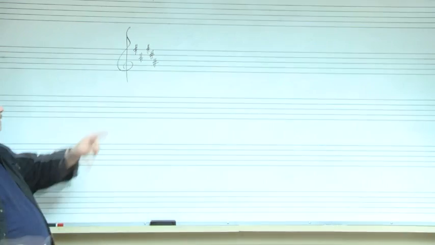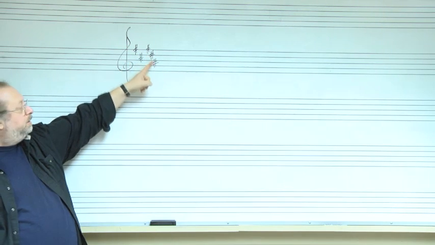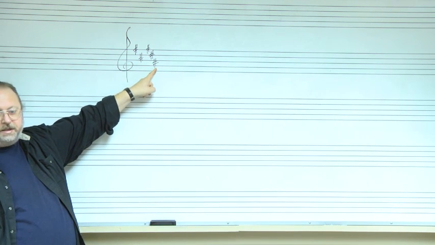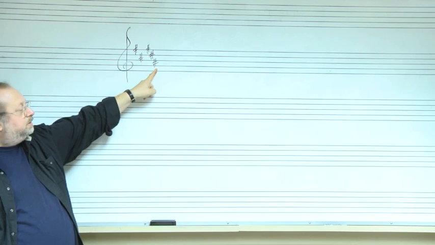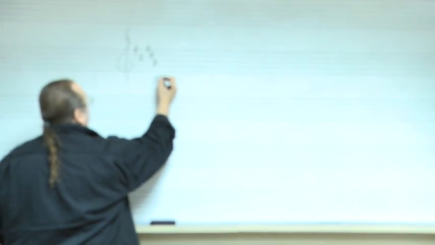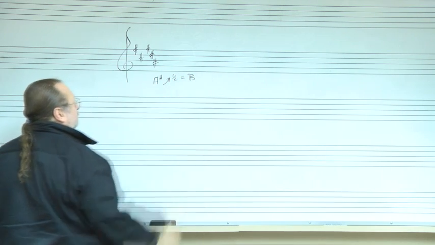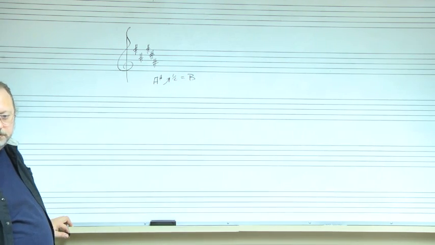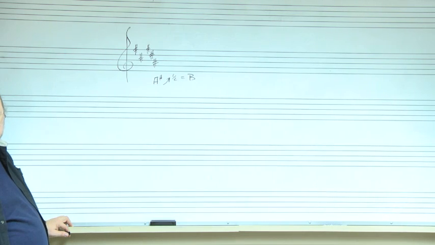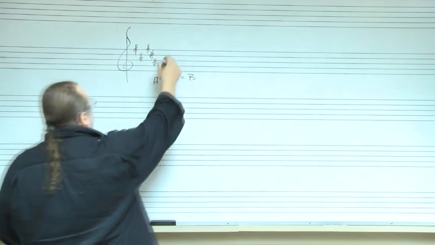All right, using that logic. What are those sharps? F sharp, C sharp, G sharp, D sharp, and A sharp. That's the last sharp, isn't it? So that's the last sharp. If it's A sharp, what's up a half step? B sharp or just B? Oh yeah, that makes sense. So that's the key of B.